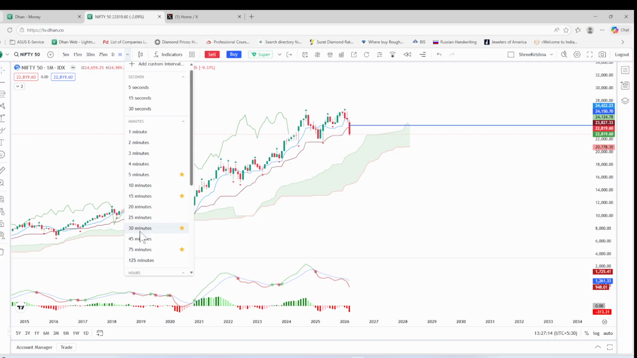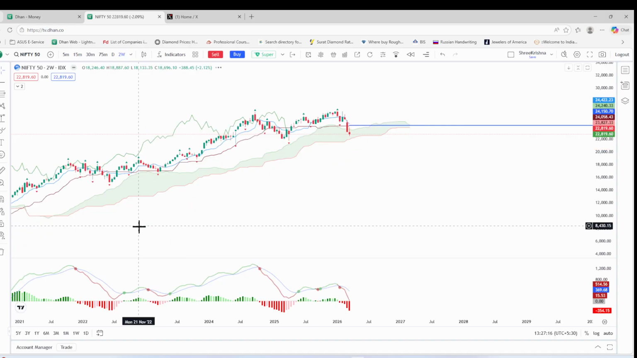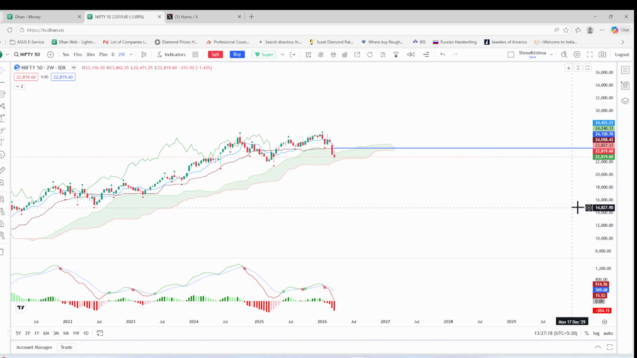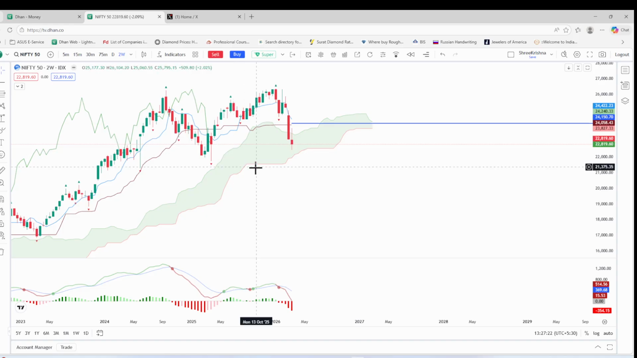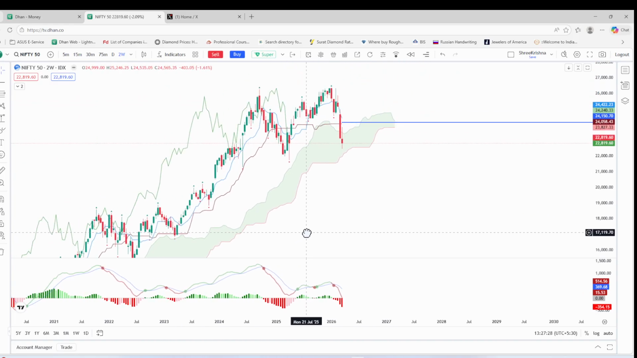You can look at the weekly, you can look at the 2 weeks also. If you are interested, you can look at 2 weeks. In 2 weeks it has already crossed below, it has interacted twice, it is already crossed below, it is going to come down.